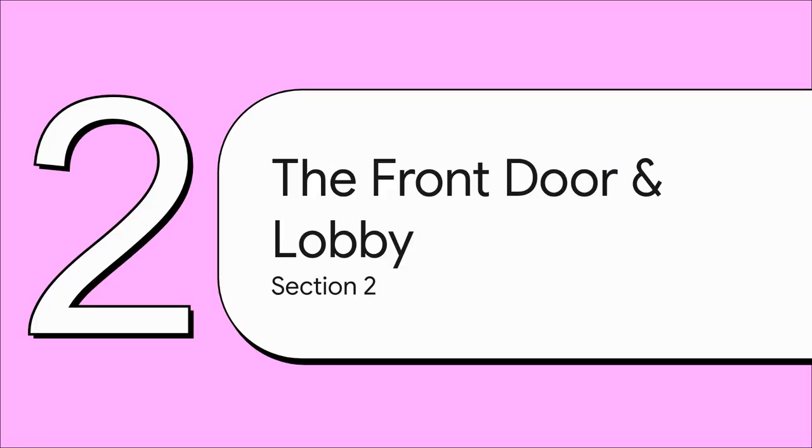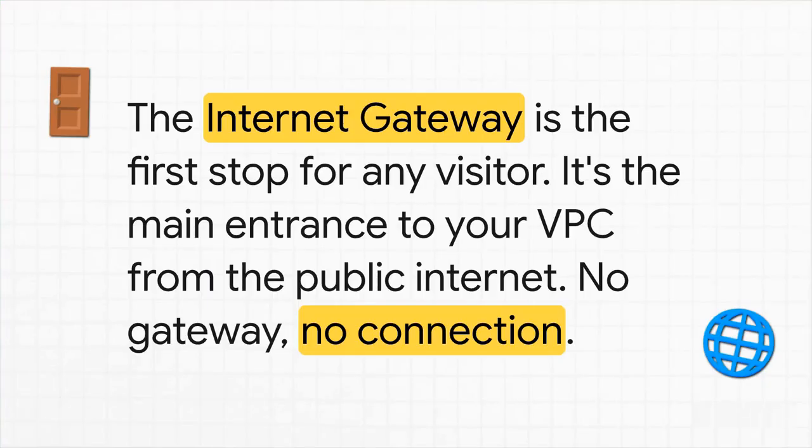Now what? How do we actually let friendly visitors in and out? It's time to build the main entrance and the public-facing areas of our fortress. And the very first piece of this puzzle is the Internet Gateway. This is, quite literally, the main gate to your VPC. By attaching this one thing, you create a pathway for communication between your private network and the public internet. No gateway, no connection. It is that simple.